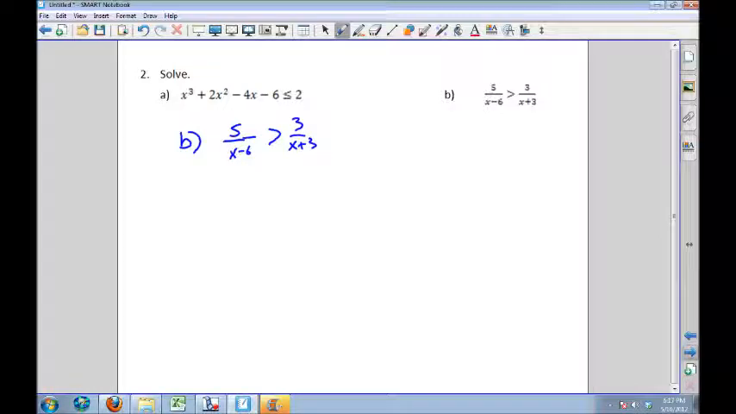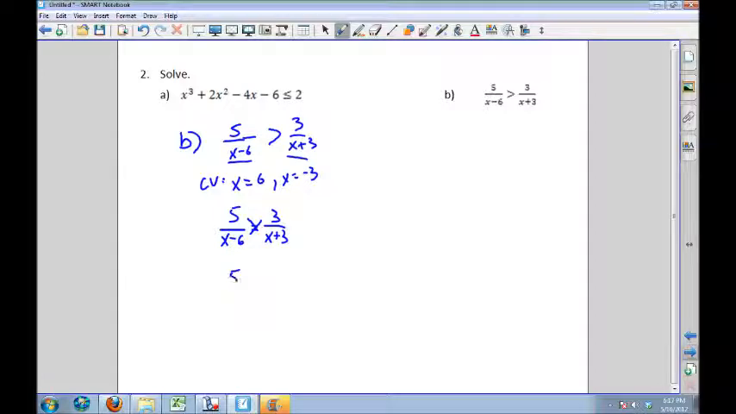Now, just like before, I'm going to find my critical values, but now I will have some points where these are undefined. Specifically, when x is 6 and when x is negative 3, each of my fractions will be undefined. So these are also critical values that I will have to consider, as well as when it is actually equal to. So I'm going to look at the equation version, 5 over x minus 6 equals 3 over x plus 3. Solve this equation by cross multiplying.